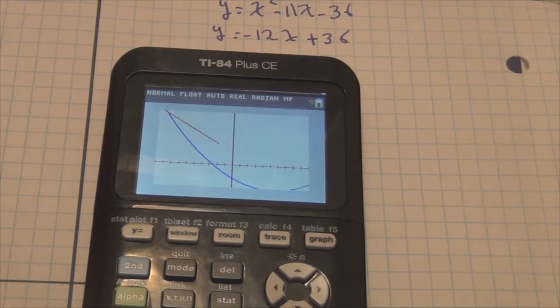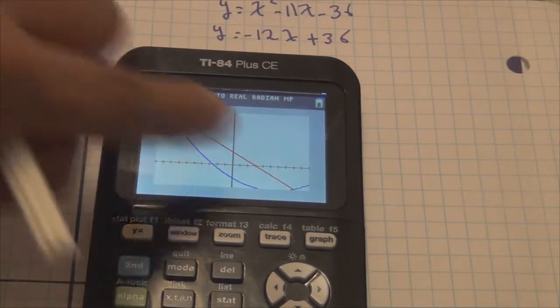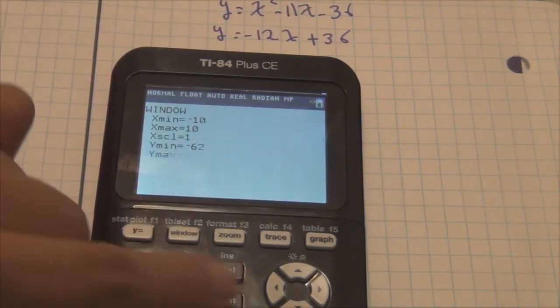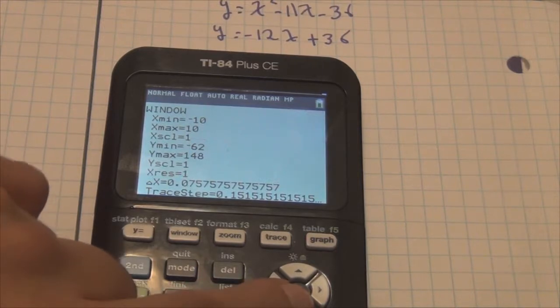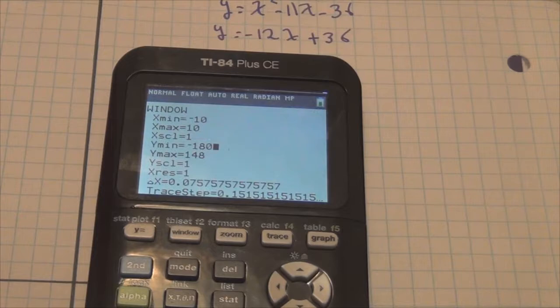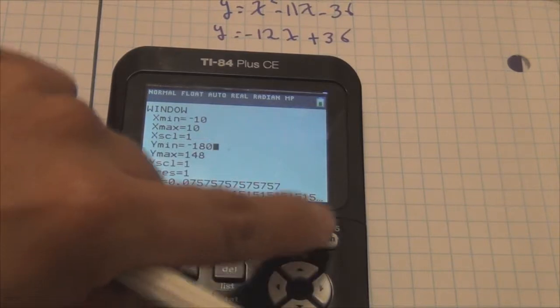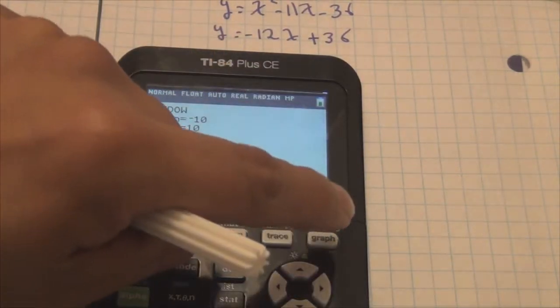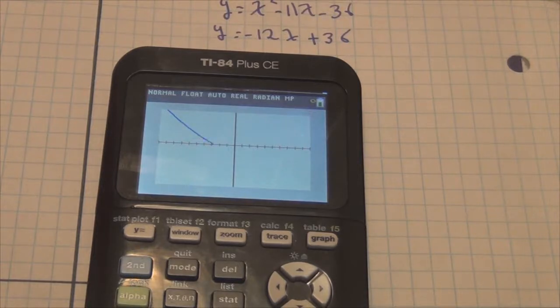Oh, look, I think I needed more. So you see, I got that. I could make the y minimum even larger. The y minimum, I could make it negative 180. Okay, so what happens now is that you may be able to see the whole parabola.